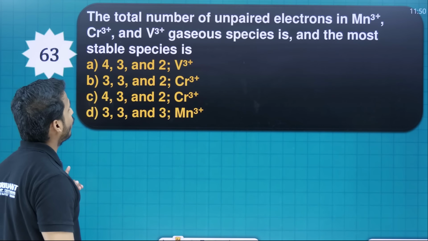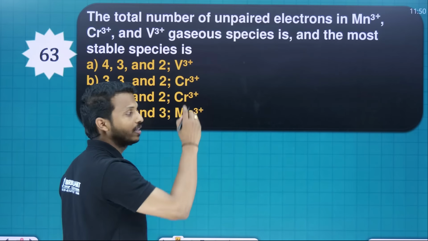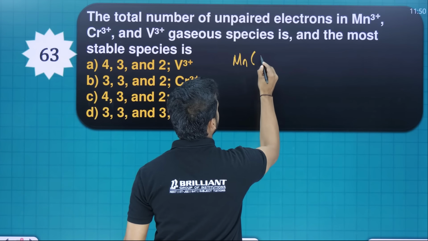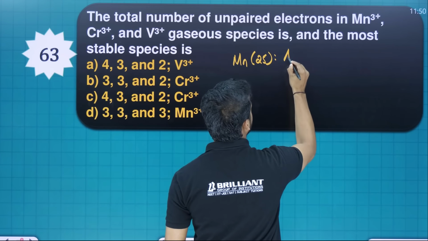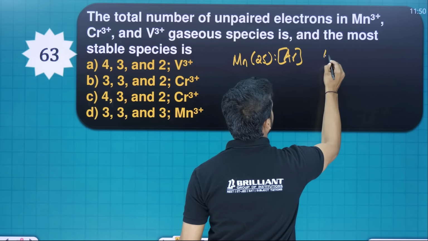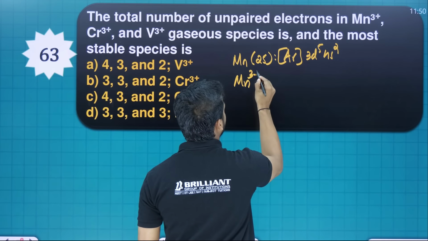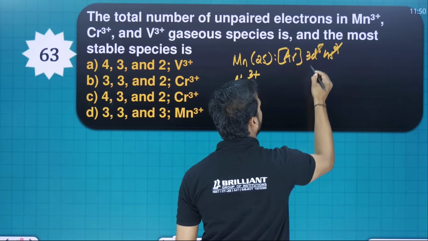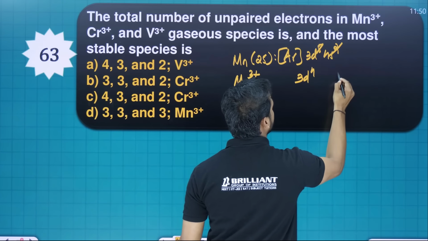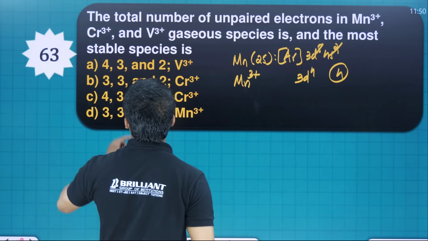The total number of unpaired electrons in Mn3 plus. See, Mn atomic number is 25. So configuration is argon 4s2 3d5. So what is the number of unpaired electrons in Mn3 plus? 3 plus means 2 from 4s, 1 from 3d, leaving 3d4, right? So there will be 4 unpaired electrons.